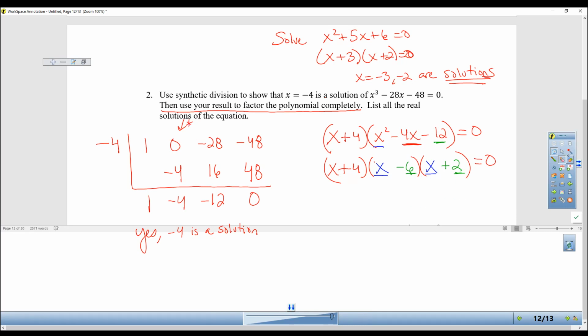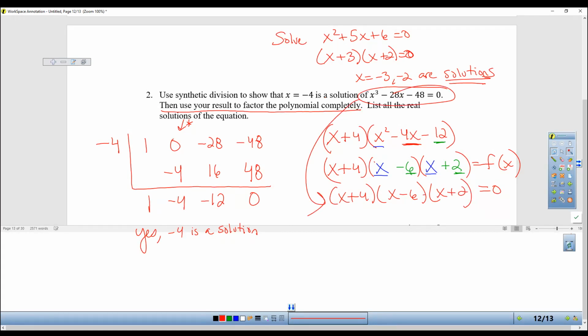I used my result to factor the polynomial completely. So let me just erase this, because I don't want it equal to 0. I want it to be the polynomial being factored. So here's the polynomial being factored, and then list all the solutions. So if this is equal to 0, x minus 6 times x plus 2. I've taken this equation and rewritten it in factored form. And now that it's factored, the solutions are -4, +6, and -2.